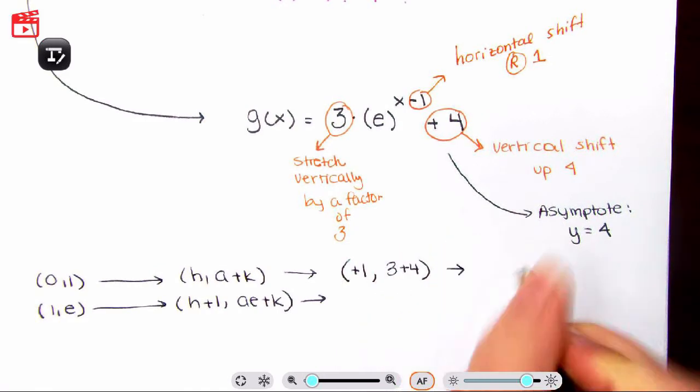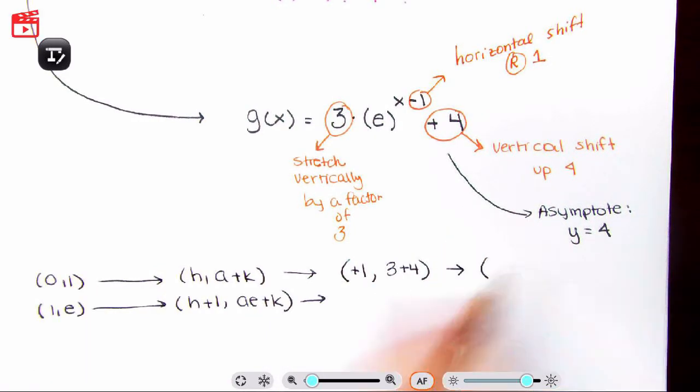So our first point here is no longer at 0, 1.